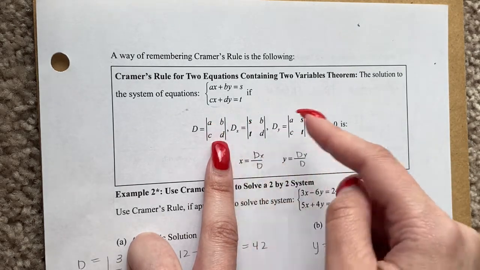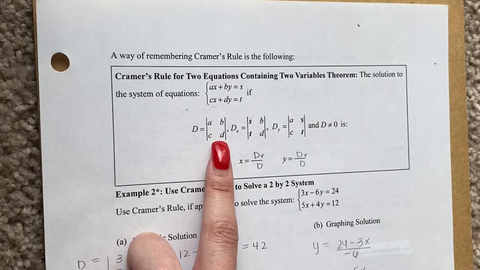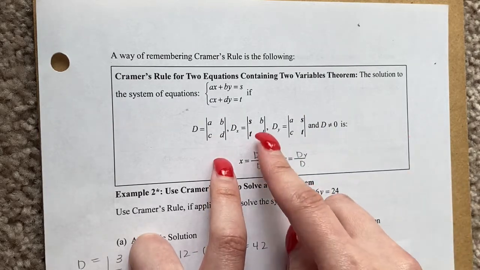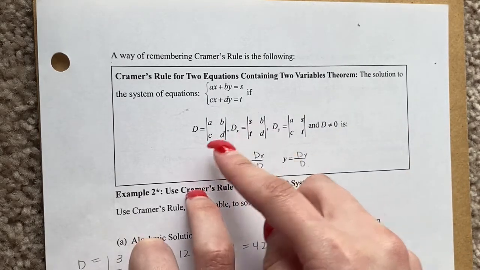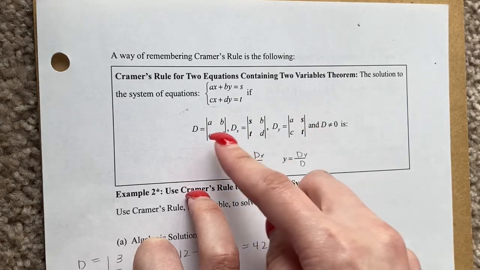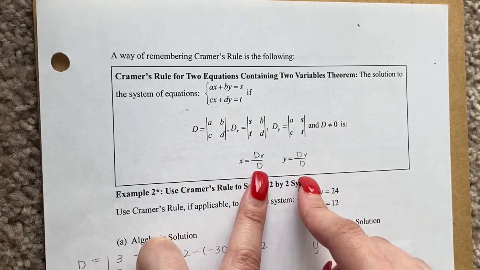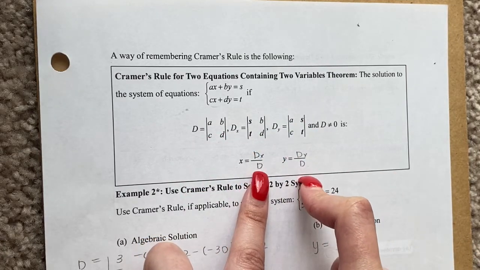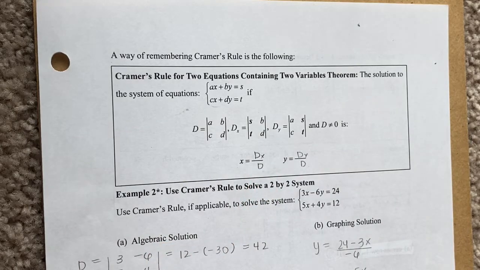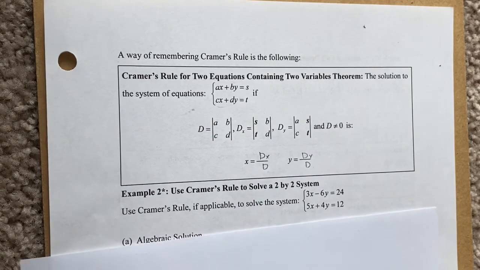Once you have these three numbers, it's going to be the ratio between this one divided by the original, and this one divided by the original, and that's going to be your x and that's going to be your y. Okay, so let's do it with an example over here.